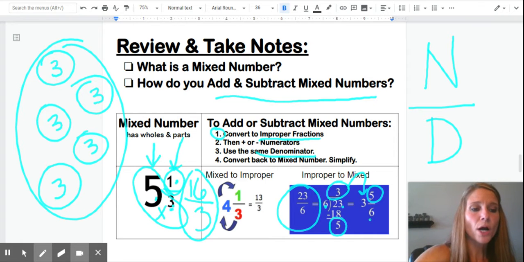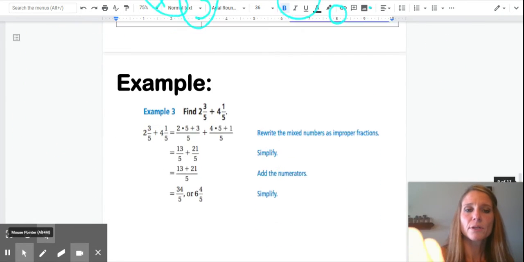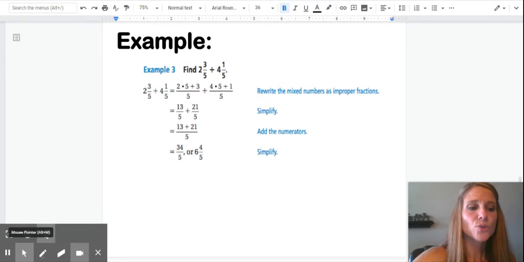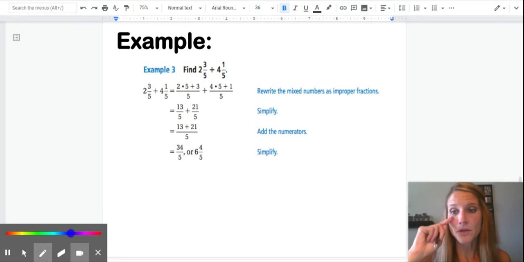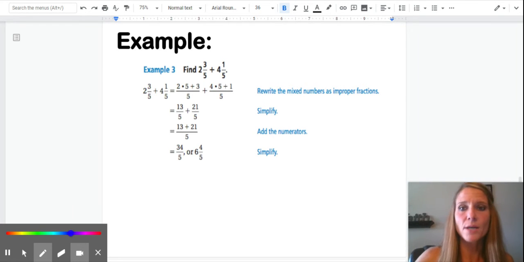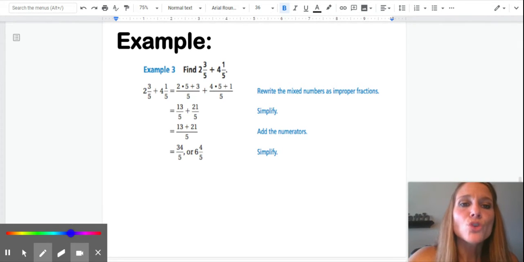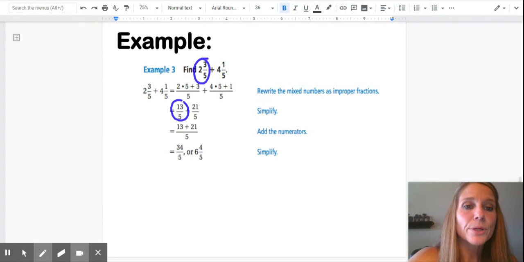So I'm going to walk you through a couple here. And let's see how it's done. So in this example, at any point you need to kind of pause the video. If you're watching at home, you're welcome to pause. Looks like my battery is running low. Better talk faster. So we take this mixed and we turn it into an improper.